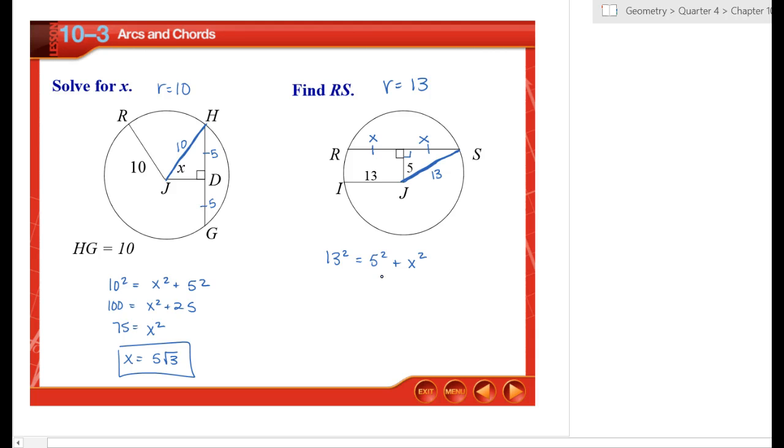Okay? If you'll notice, you get x to be 12. This is a Pythagorean triple, 5, 12, 13. Again, if you don't know it, that's okay, but it's going to be helpful so you can look at this picture and know, oh, 5 and 13, my missing side is 12. Makes things go faster. So then RS is not 12. That's only half of it. RS is 24.